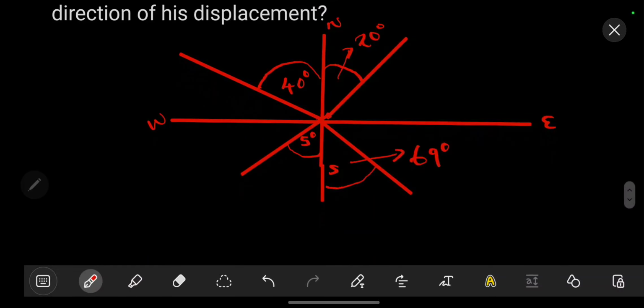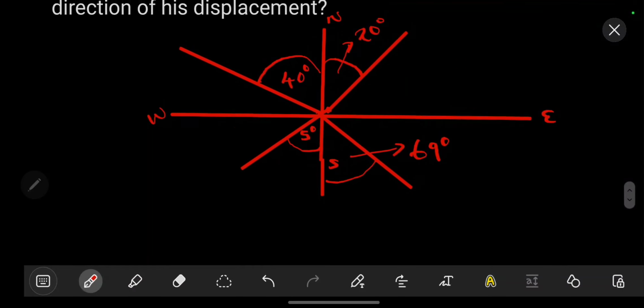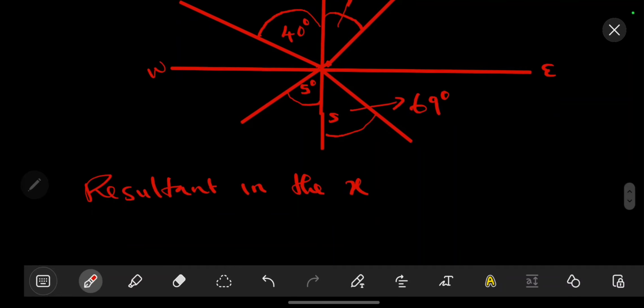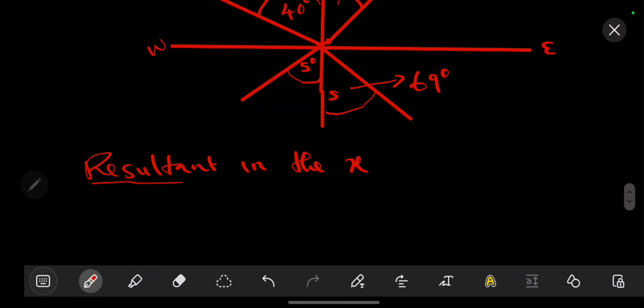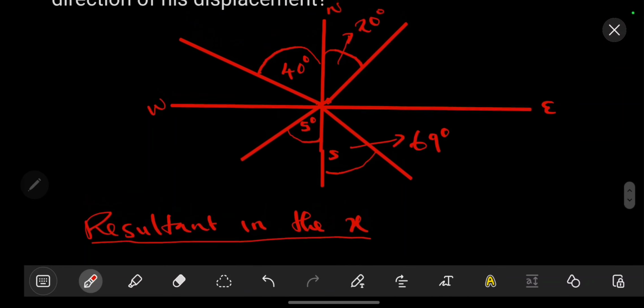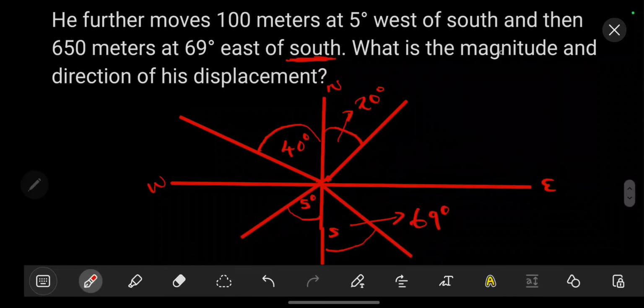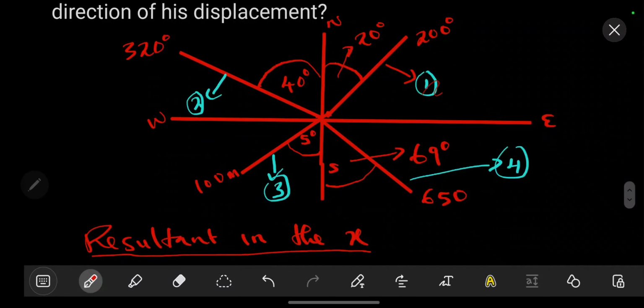So after doing that, we can now make the calculation. Same approach. We are going to first find the x components. So the resultant in the x looks like this. We have 4 angles, so we are going to have 4 of them. Let's just label them: we have labeled our 1, our 2, our 3, and our 4.